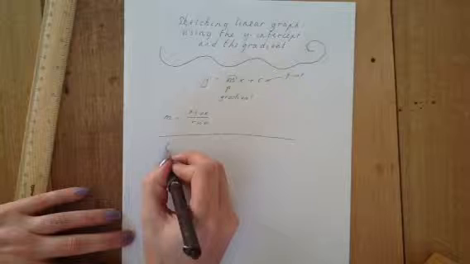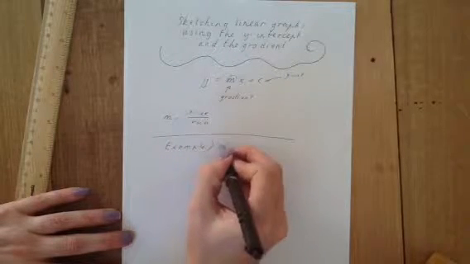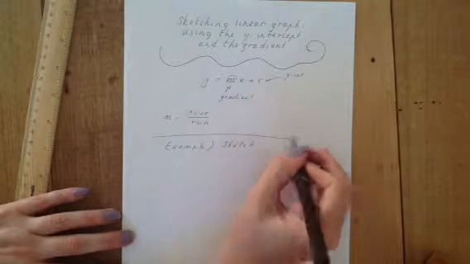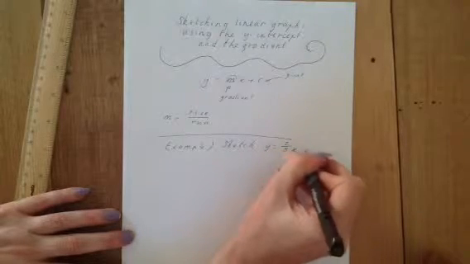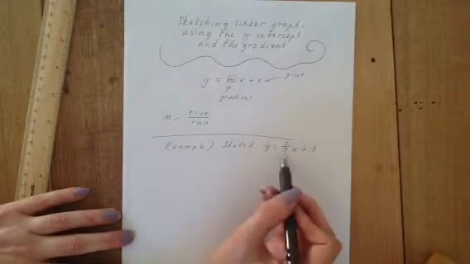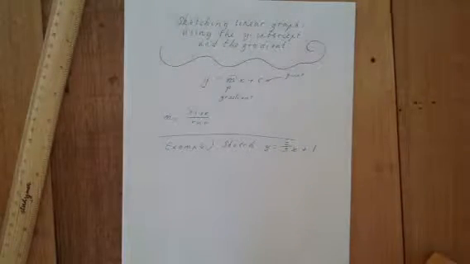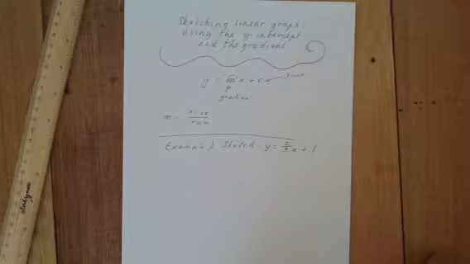So let's start with an example. We're going to sketch this graph. So there it is there. Y equals 2 over 3x plus 1. Doesn't look so bad really. And I just want you to take a second to have a look and see if you can figure out for yourself what the gradient is and what the y-intercept is.